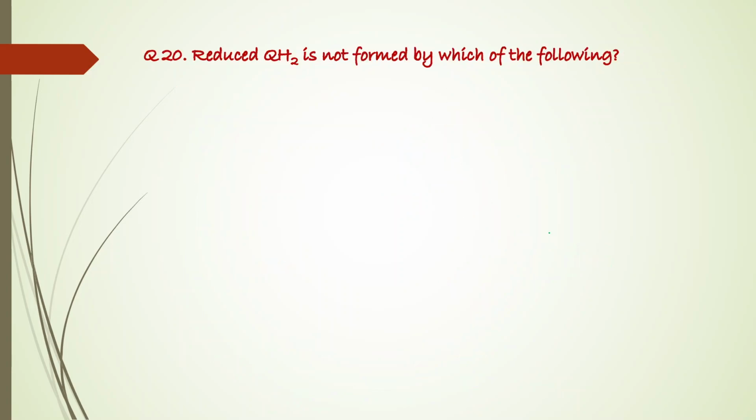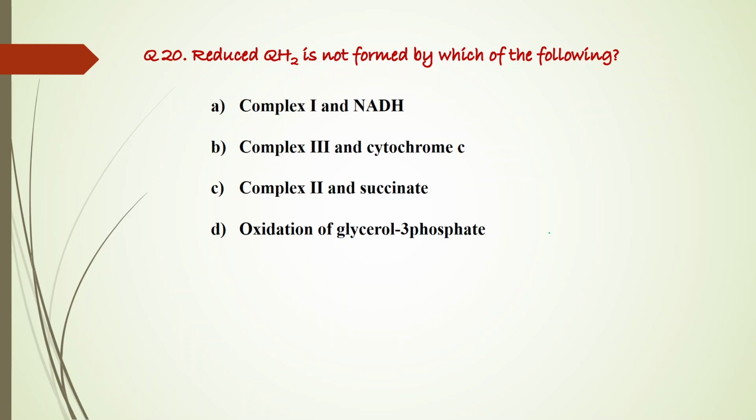Moving to the next one, it says reduced QH2 is not formed by which of the following. So again we have our four complexes, complex 1, complex 2, complex 3 and complex 4. For that you need to remember which complexes involve which of the enzymes and which of the cofactors. Now regarding that, just let me write it down. In case of complex 1, I think there was a table. Still let me write it down.